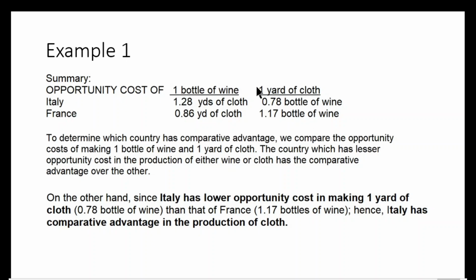Let us remember again that in determining which country or entity has a comparative advantage over the other, we have to look at the opportunity costs. The country or entity with the lower opportunity cost has the comparative advantage. So here, France has a comparative advantage in making wine because it will lose only 0.86 yard of cloth compared to Italy with 1.28 yards of cloth. Meanwhile, Italy has a comparative advantage in making cloth because it will lose fewer bottles of wine compared to France.